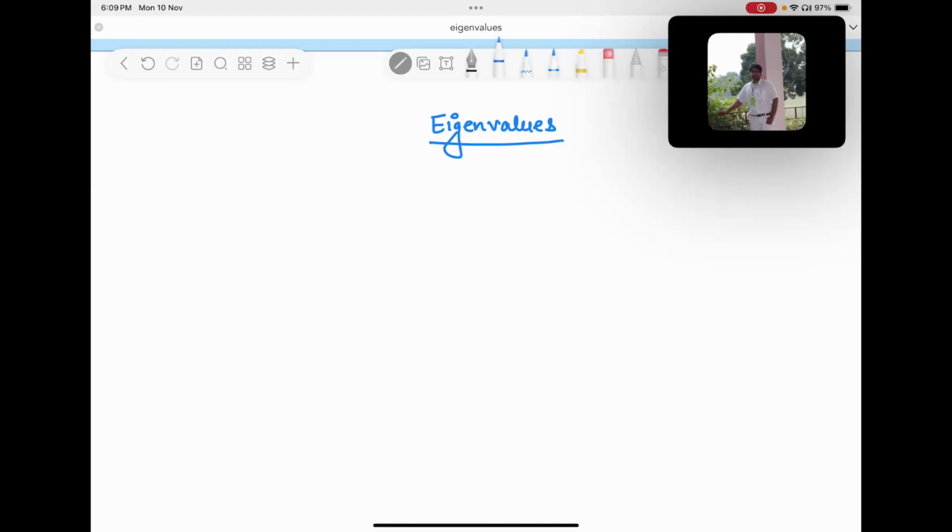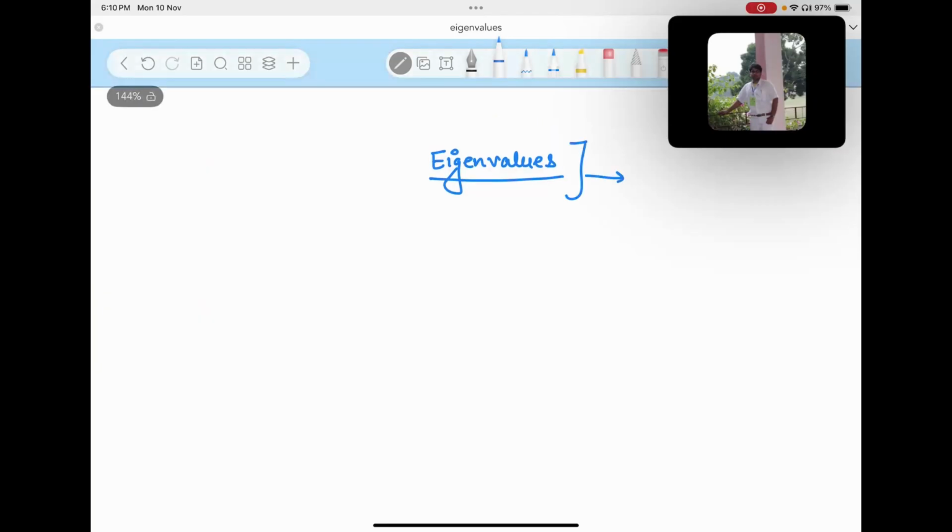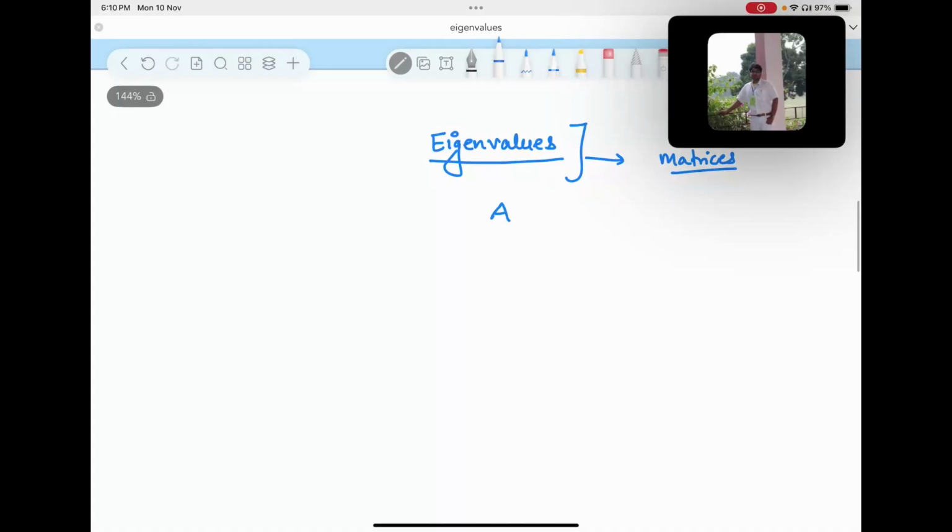Okay, thank you. So today I will do the eigenvalues. Let me start with the definition of an eigenvalue. Most of the time we will focus on matrices. The reason is every linear operator is actually a matrix, so it's better to focus on matrices only. So what is an eigenvalue? Suppose you have a matrix A. We will only consider square matrices of order n cross n.